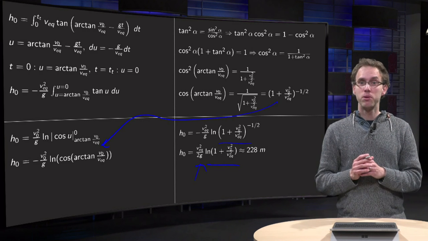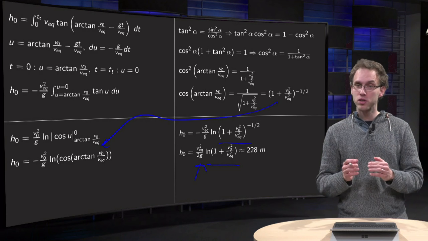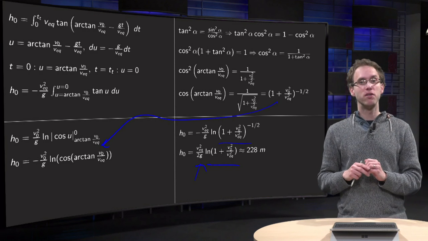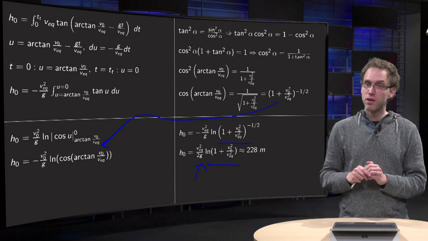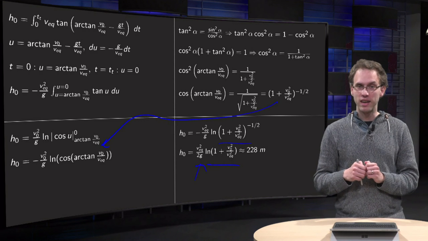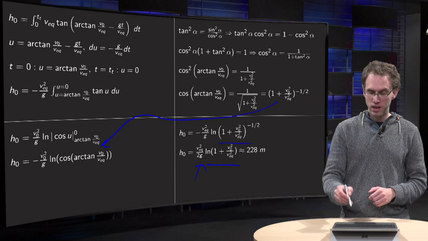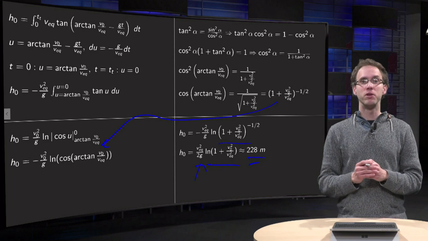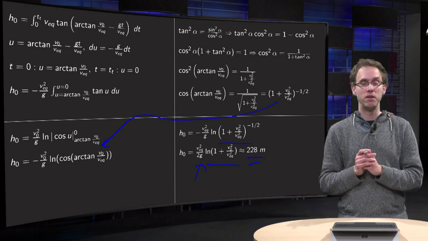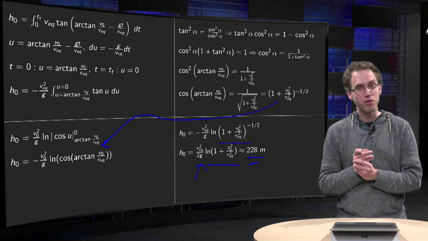So now you can compute your height by just plugging in the numbers. Your v0 is approximately 400 meters per second, your v equilibrium about 30 meters per second, and g is of course about 10. You plug in all the numbers, and you get a height of 228 meters, reached after 4.5 seconds.